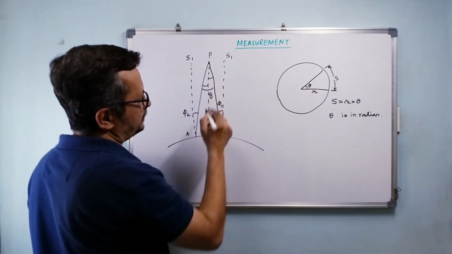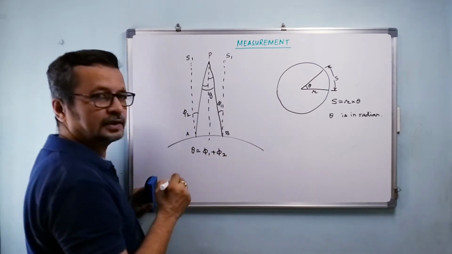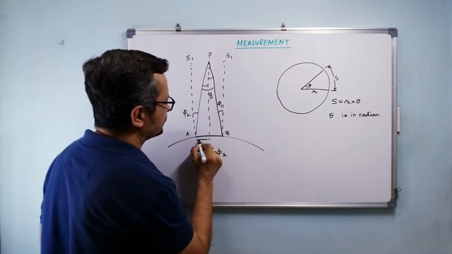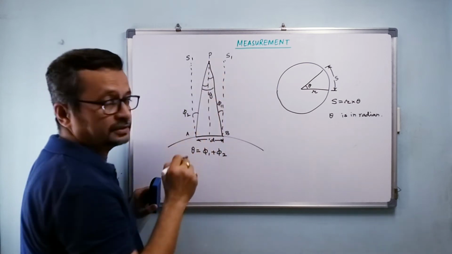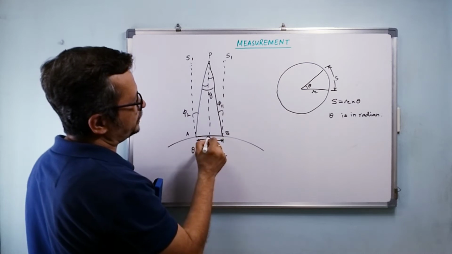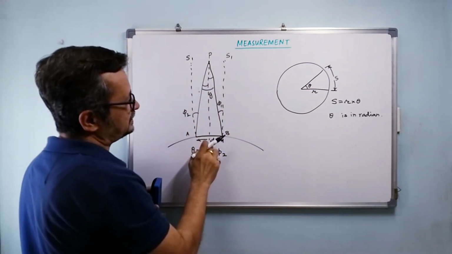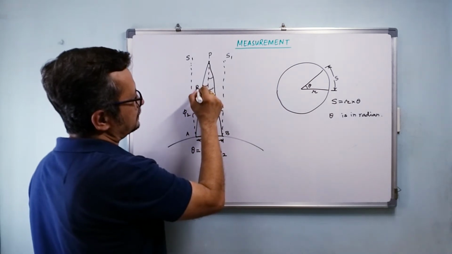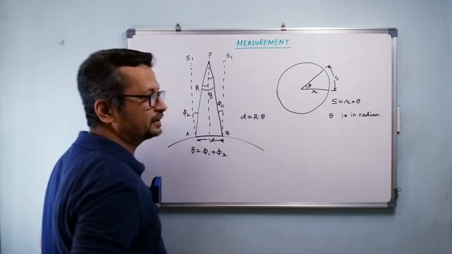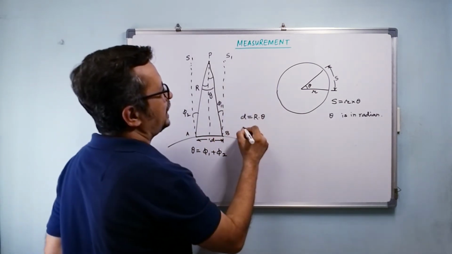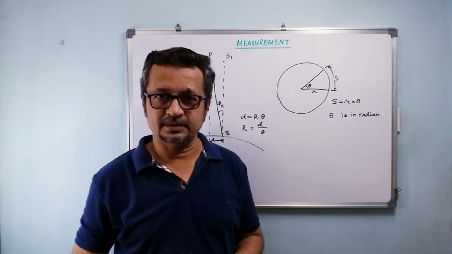So my theta here, theta is equal to how much? It would be phi 1 plus phi 2. This distance is known, d, and the distance between this planet and Earth would be roughly the same at this point and at this point. Let us call this distance r. Then my d is going to be equal to r into theta, using the same notations, and then r is going to be equal to d upon theta. So that is how we measure distances.